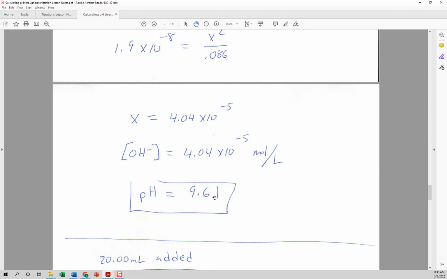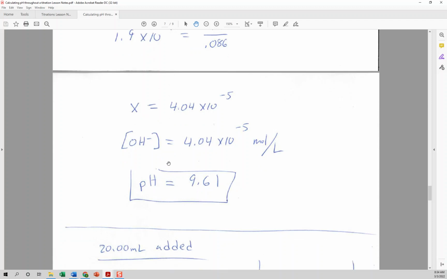And we should expect a basic pH because we're taking a weak acid and we're titrating it by a strong base. And whenever you do that, the pH at the equivalence point is above 7. And the reason for that is because at the equivalence point, all you have is a weak base in your flask. Okay, so there's our pH.